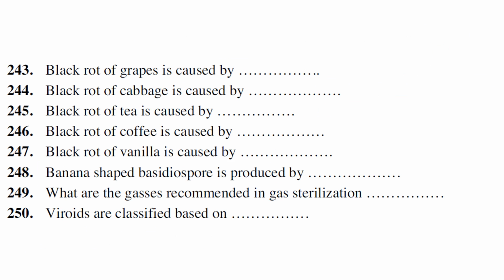The next one is black rot of grapes, caused by Guignardia bidwellii. Black rot of cabbage is caused by Xanthomonas campestris pathovar campestris. Black rot of tea is caused by Corticium theae. Black rot of coffee is caused by Corticium salmonicolor. Black rot of vanilla is caused by Phytophthora species, probably Phytophthora palmivora, something like that.